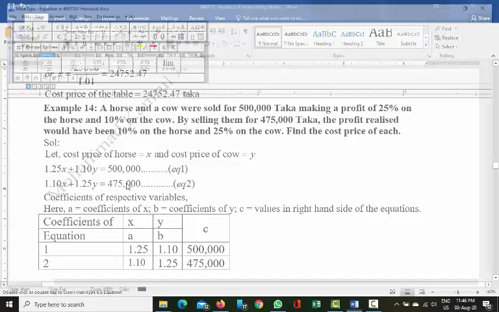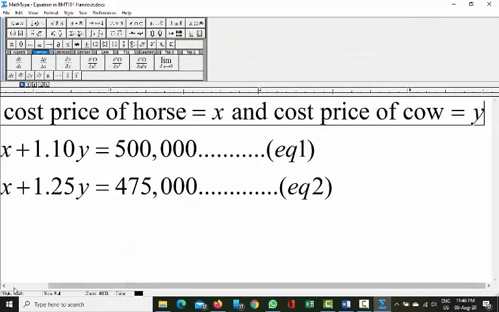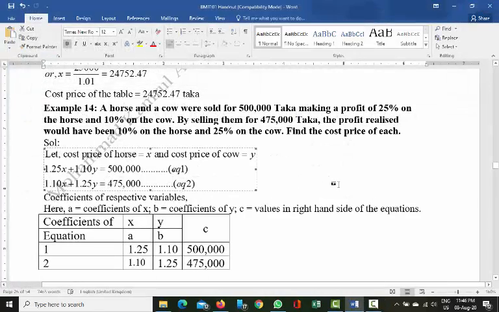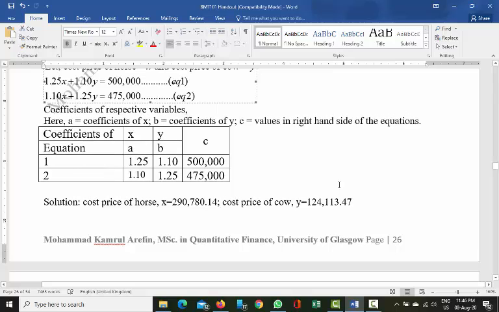So this is the equation we got. We know how to solve this equation using a calculator. So you can solve this equation using a calculator, and you will see the value of x is this one. That means the cost price of the horse is this one, and the value of y, that means the cost price of the cow, is this one. So that will be the end of the equation chapter.